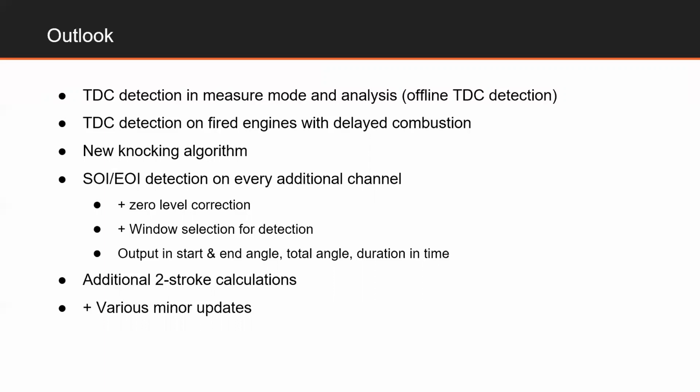It's going to be possible to do TDC detection on fired engines. This means that if you delay combustion after the first pressure peak, we can actually detect TDC on that one too, so you don't have to run the engine without combustion completely. We will implement a new knocking algorithm, which will have better knocking prediction for gasoline engines.